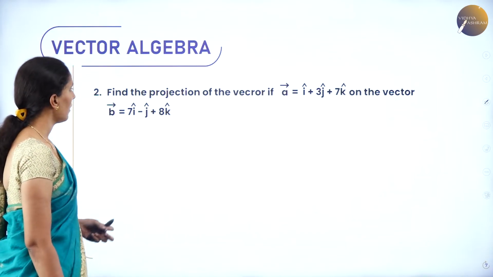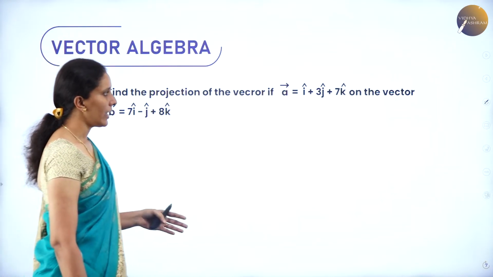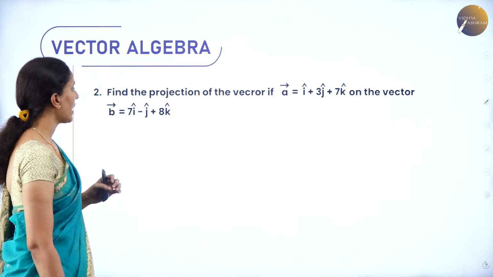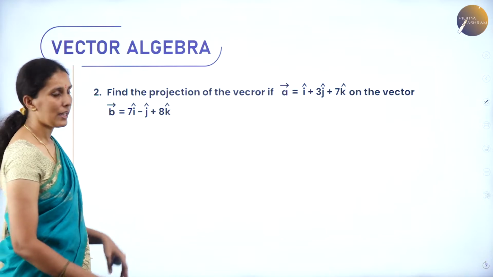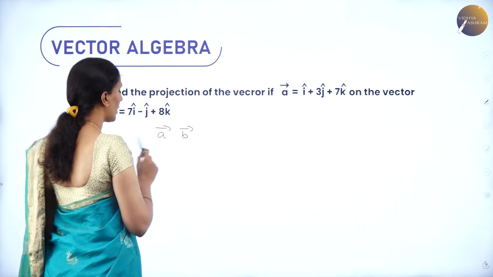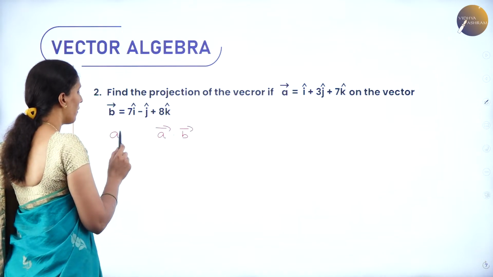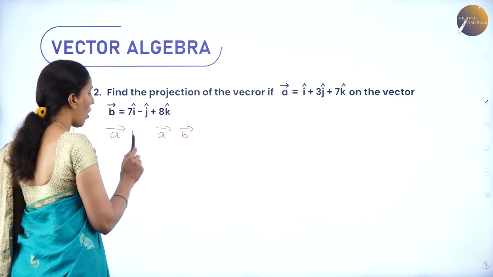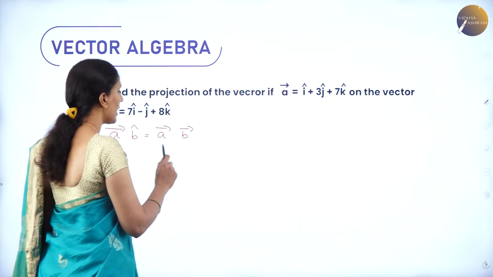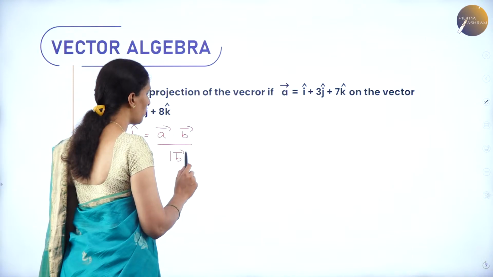Next, find the projection of vector A, i plus 3j plus 7k, on the vector B, 7i minus j plus 8k. First, let us take out A dot B. So, A dot B is the product of the corresponding components, and the projection of vector A on B is nothing but A dot B cap, which is nothing but A dot B by magnitude of B.